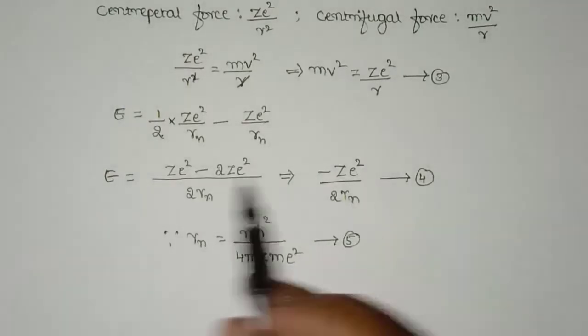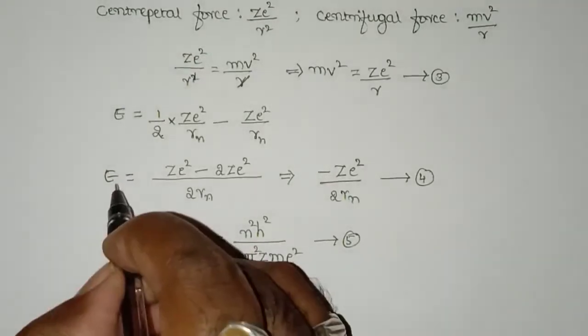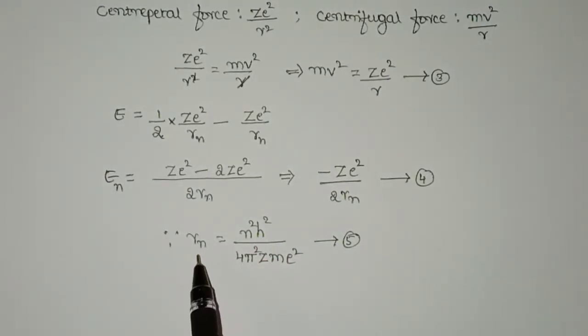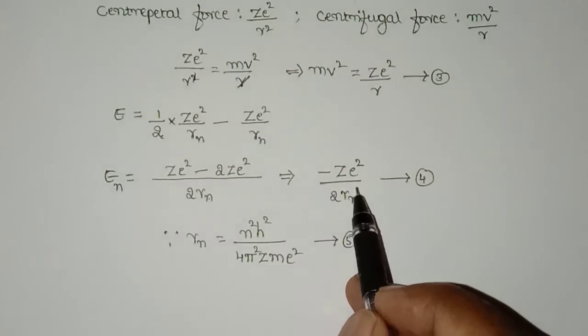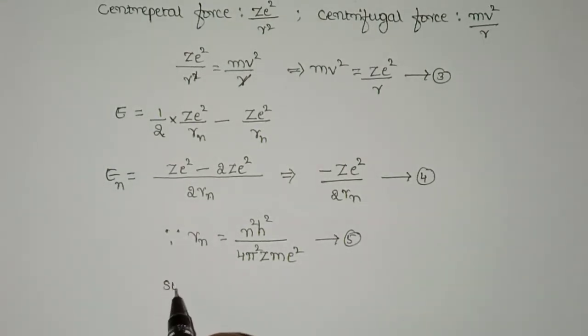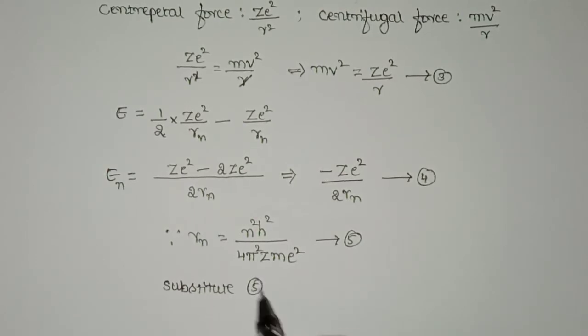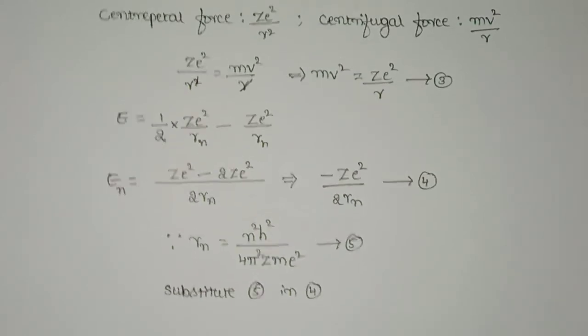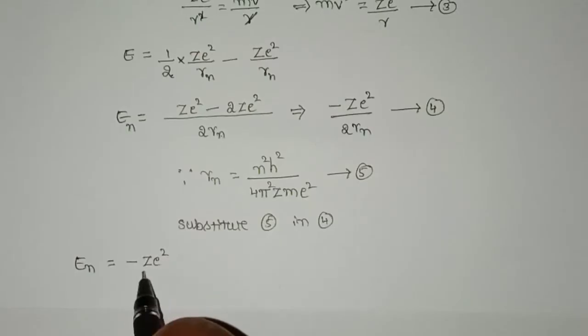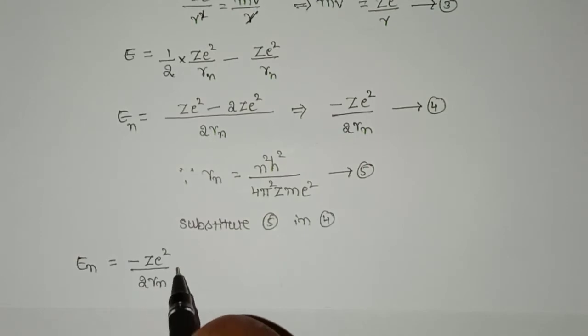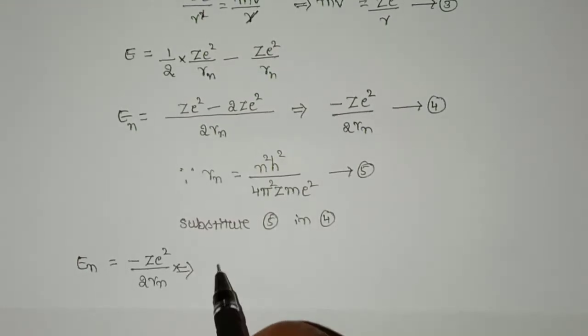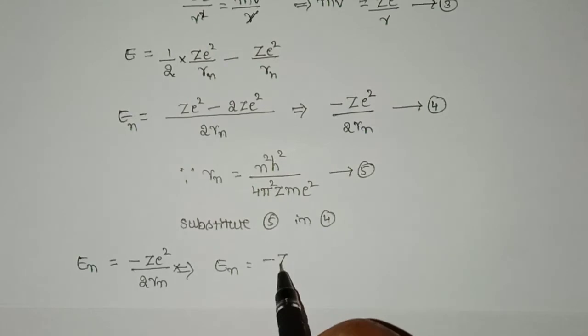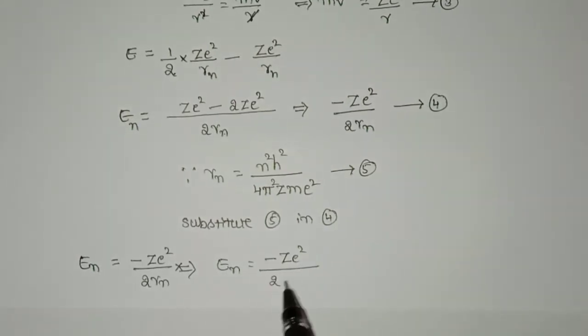So in order to get the complete expression for energy of nth orbit, we need to substitute the value of Rn from expression number 5 in expression number 4. So the equation will be En = -Ze² / 2Rn, and the value of Rn will be substituted over here, right? So En is equal to minus Ze² whole divided by 2, and we have n²h².